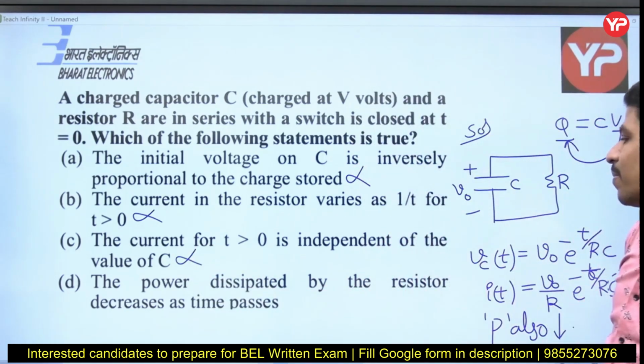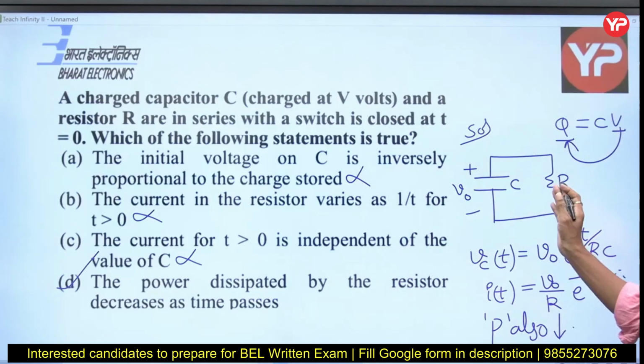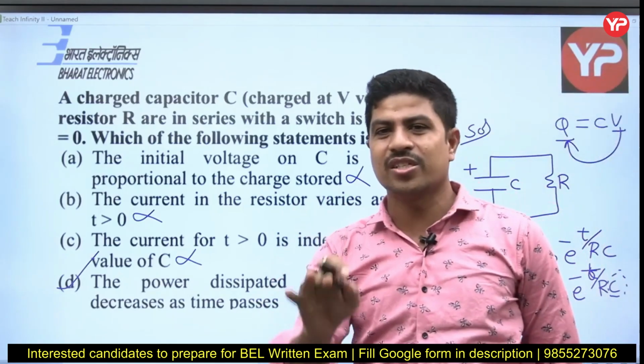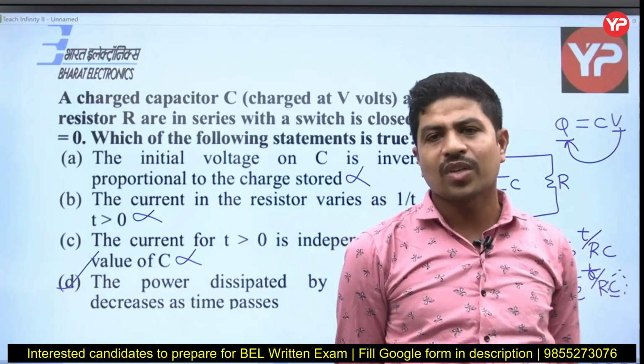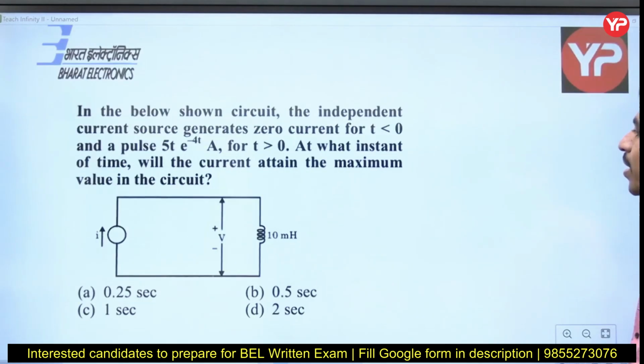The power dissipated by the resistor decreases as time passes. Yes, power is decreasing. Power dissipated by the resistance is decreasing because voltage is decreasing, current is decreasing, right? So, yes, let's go to the next question, please.